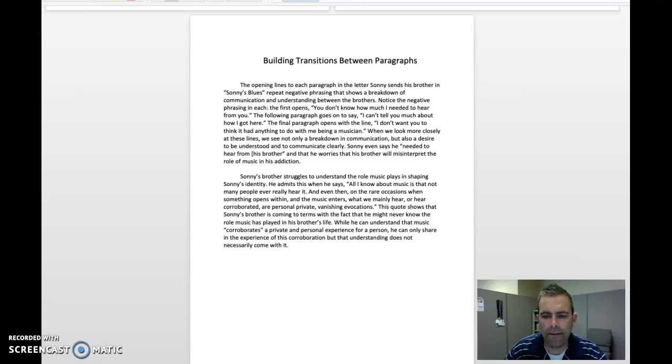Hi, good morning, everybody. Today we are talking about building transitions between body paragraphs. So at this point, my hope is that you will have already finished up your revision of body paragraphs to make sure that they follow that reader-based model rather than the writer-based model.